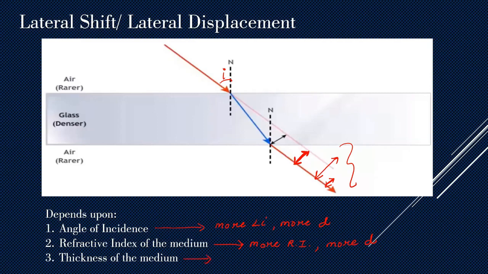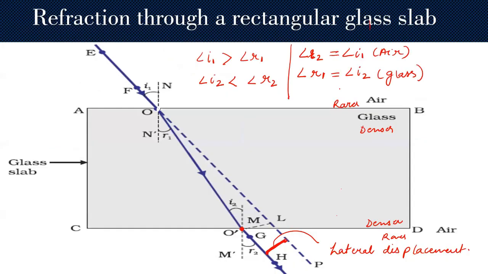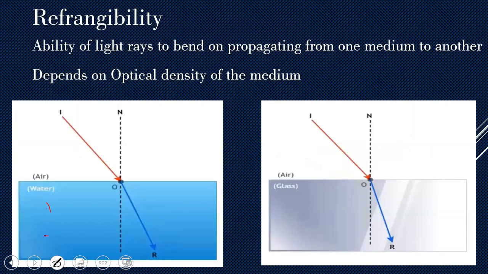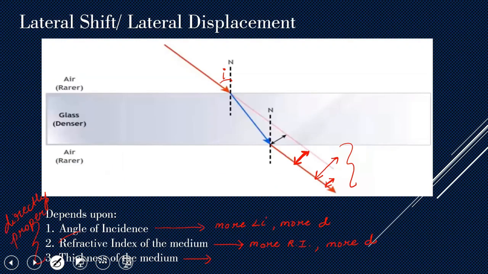Again, the thickness of the medium. For example, the glass slabs, okay? The glass slabs can be thin, the glass slabs can be thick. If the glass slab is thin, there would be little lateral displacement. If the glass slab is thick, the lateral displacement is going to be more. So again, all these three are directly proportional. That means as these things increase, your lateral displacement is going to increase. Thickness of the medium.